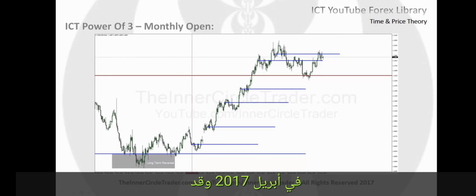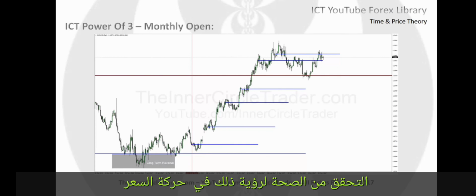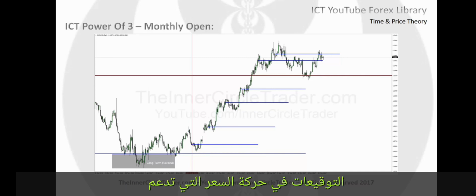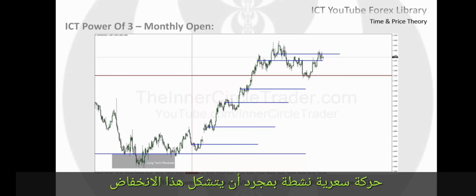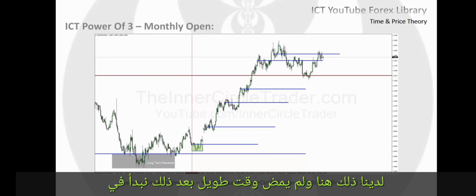So we're going to start with April 2017, and we have seen a potential long-term reversal, and we're going to be looking for buying opportunities, and we're going to look for validation to see that in price action. Now, if we're bullish, we want to see signatures in price action that support that idea. That means the opening price, and below it, we want to see some bullishness or buying. So is there a swing low that forms below the opening price on the monthly? And is it showing energetic price action once that low forms, and does it move higher with magnitude, strength, and speed? Well, we have that here.